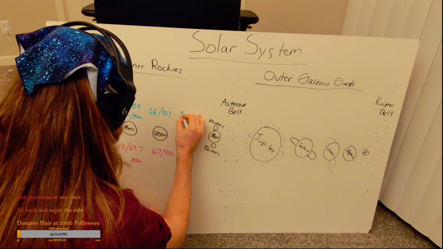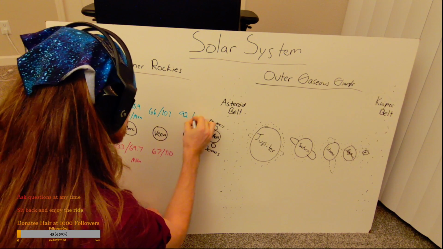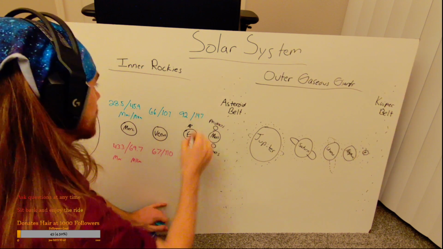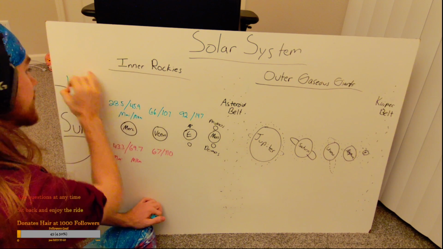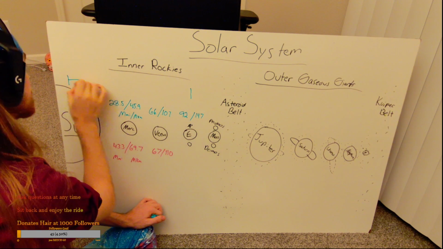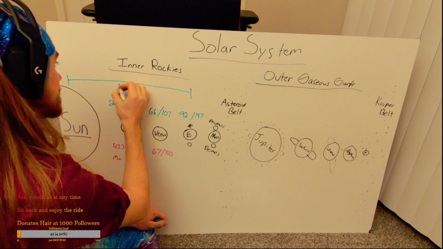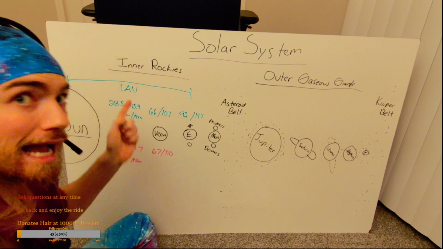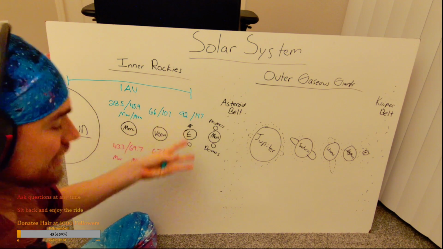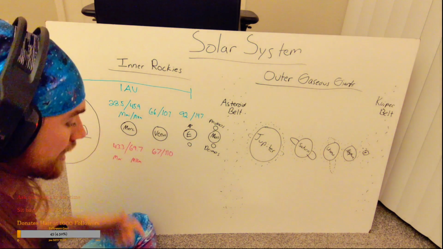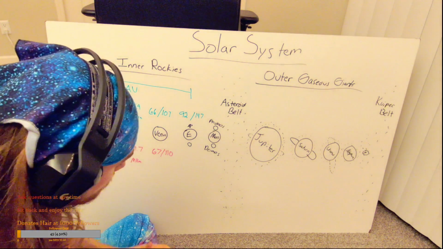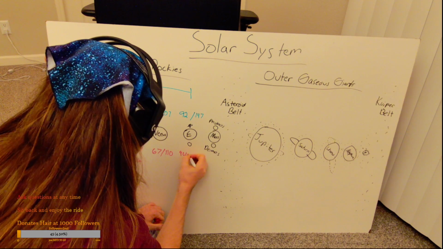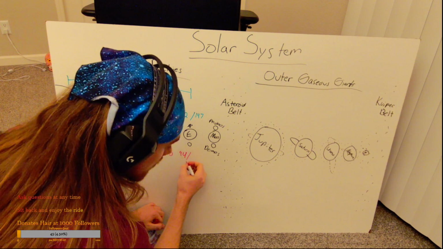Earth is 92 or 147, which also the distance between the sun and the Earth gets summed down much more easily to 1 AU, 1 astronomical unit, which is just the 93 million miles between the Earth and the sun. On its furthest out, Earth's 94 and 152.